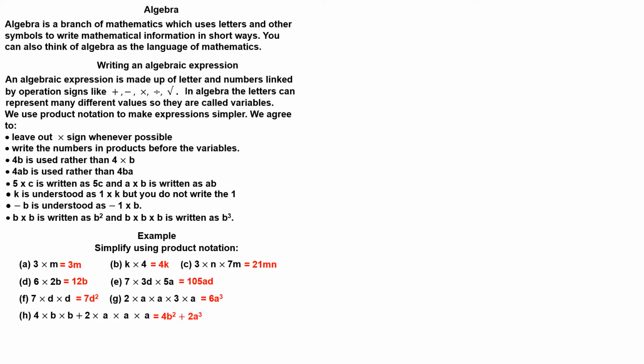Pay attention now. When a power is outside a bracket, it applies to everything inside the bracket. Then 3 times b, all squared, is not equal to 3 times b squared.